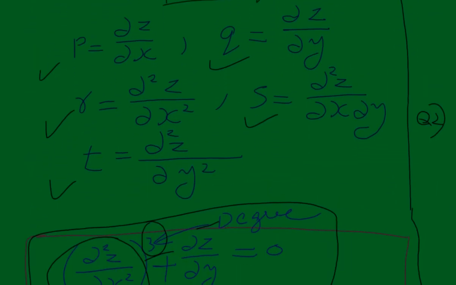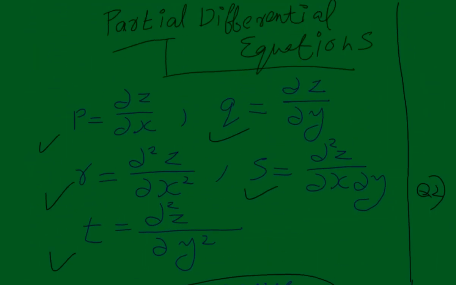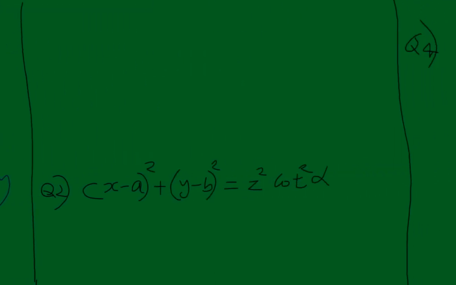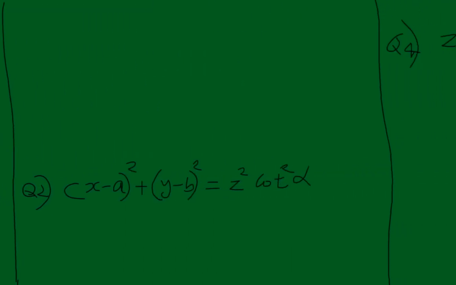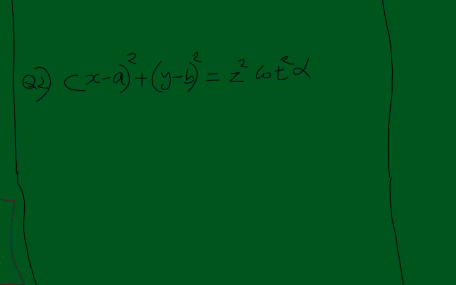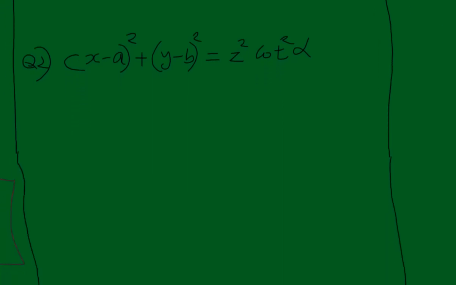Question number 2. This is an important question, so we will totally solve 4 questions. Let's say this is equation number 1. Differentiating equation number 1 partially with respect to x and y.